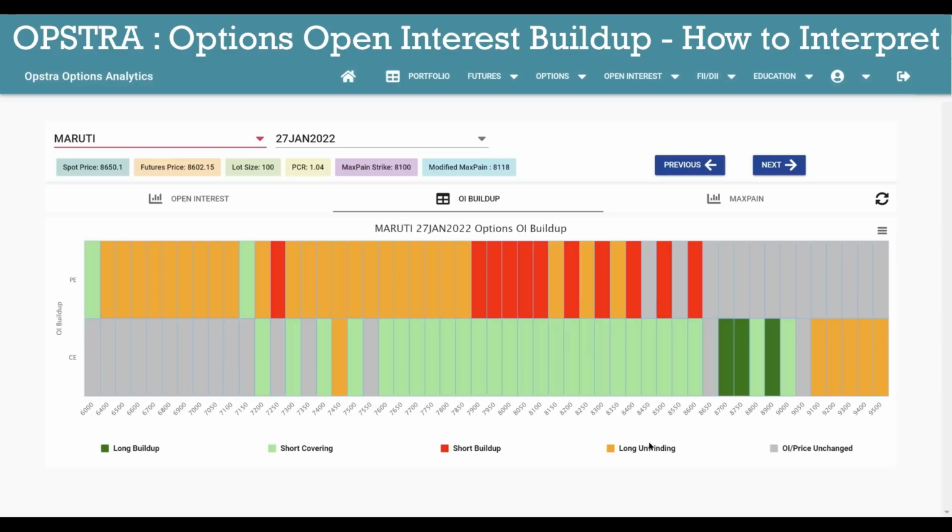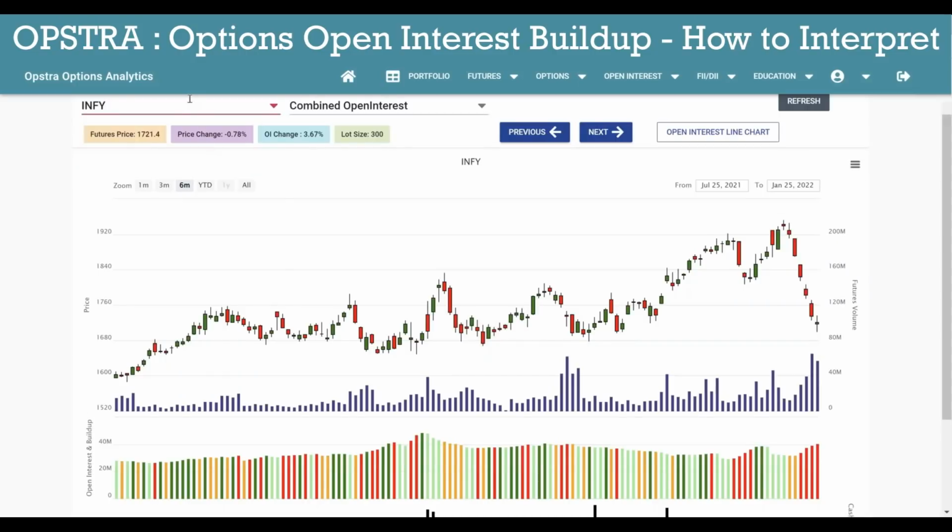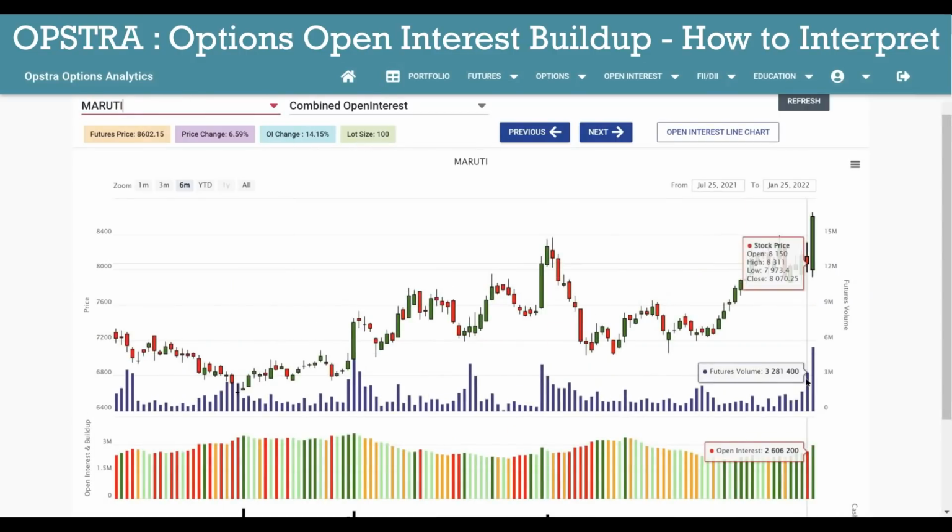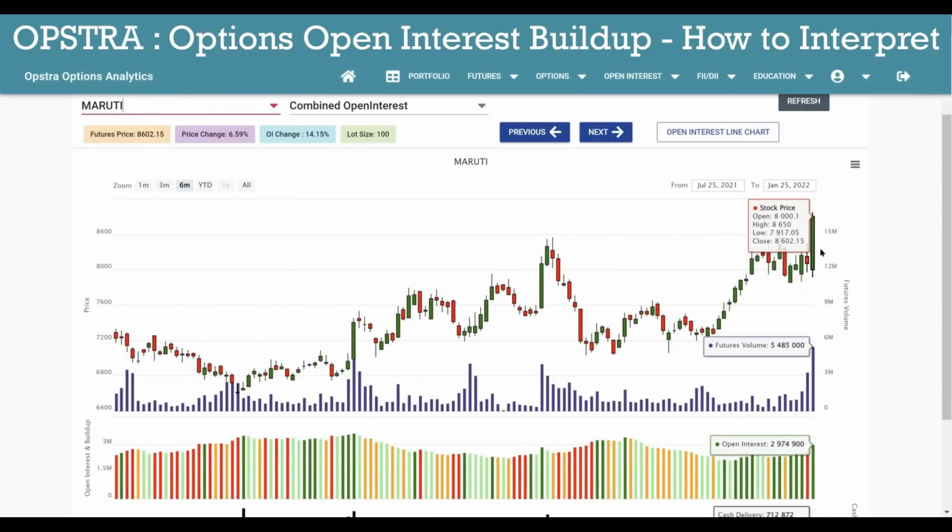Okay, there is short covering in the call option side and short build up on the put option side. Now you will be confident here that it's kind of bullish. But what is price action saying? Now let's go to price action. Now price action is bullish, right?